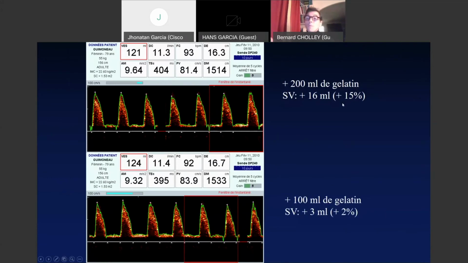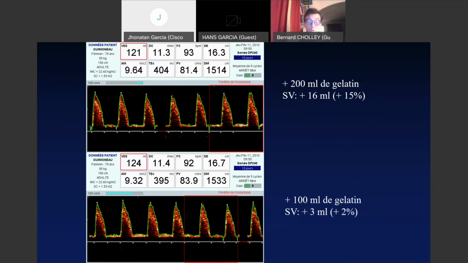Again, this is normal. The second fluid challenge has less effect than the previous one because we are getting closer to the plateau of the cardiovascular function curve. And finally, the last 100 mL that remain in the vial, you see that did not change stroke volume at all. So we've reached the maximum value, which means that I have to stop my fluid infusions in that patient, not just slow it down.